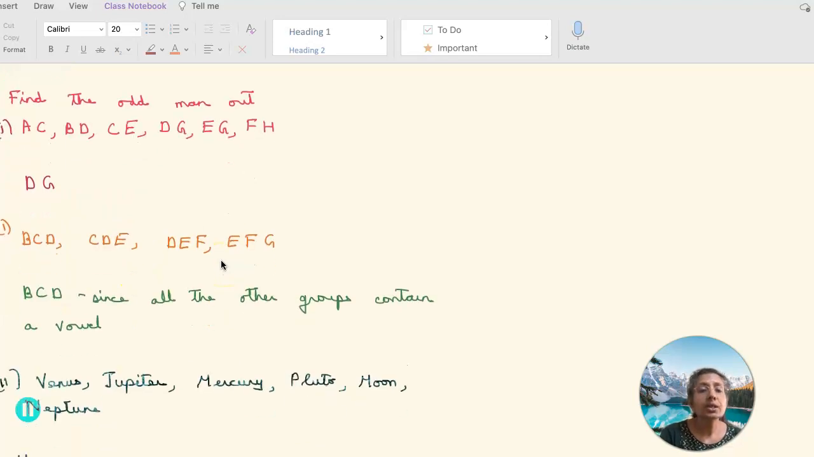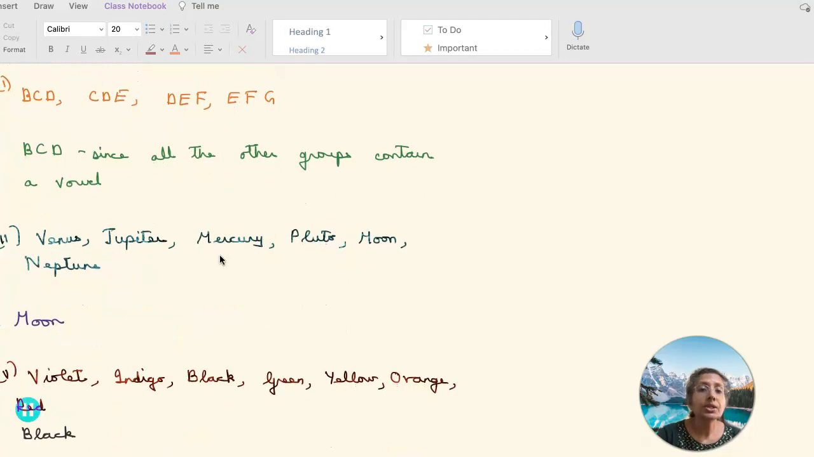The next sequence is BCD, CDE, DEF and EFG. This is BCD since all other groups contain a vowel. So you can see that you have to look at it for some time before you can actually figure out what is the common sequence to all the terms.